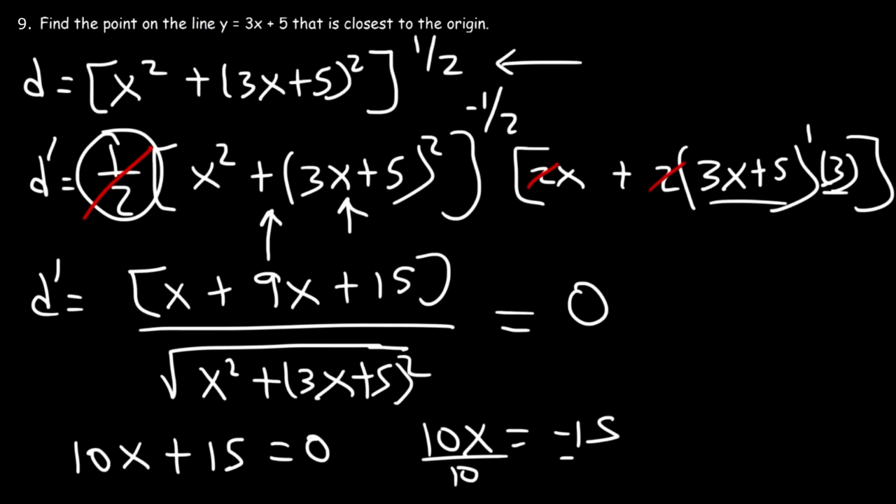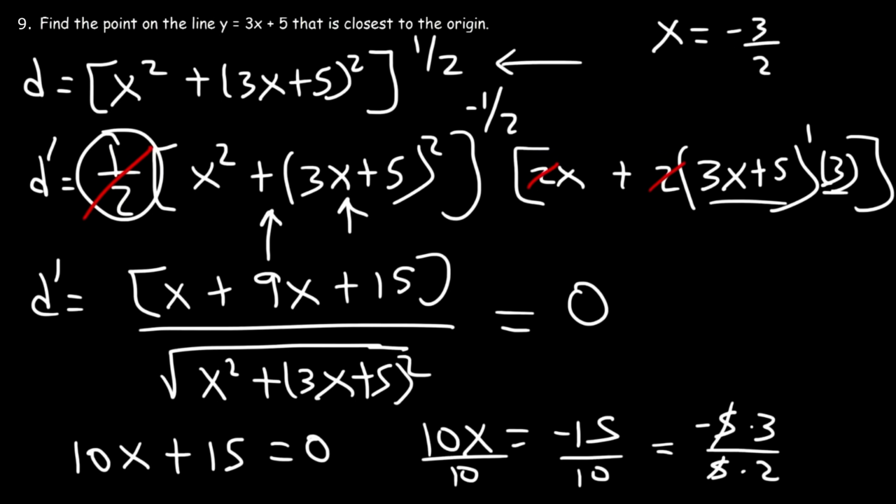Divided by 10, that becomes, 15 is 5 times 3, 10 is 5 times 2, so we could cancel 5. So x is negative 3 divided by 2, or negative 1.5. So this is the first answer. Now we need to find the y-coordinate of the point, which for the last step is not going to be too difficult to do.